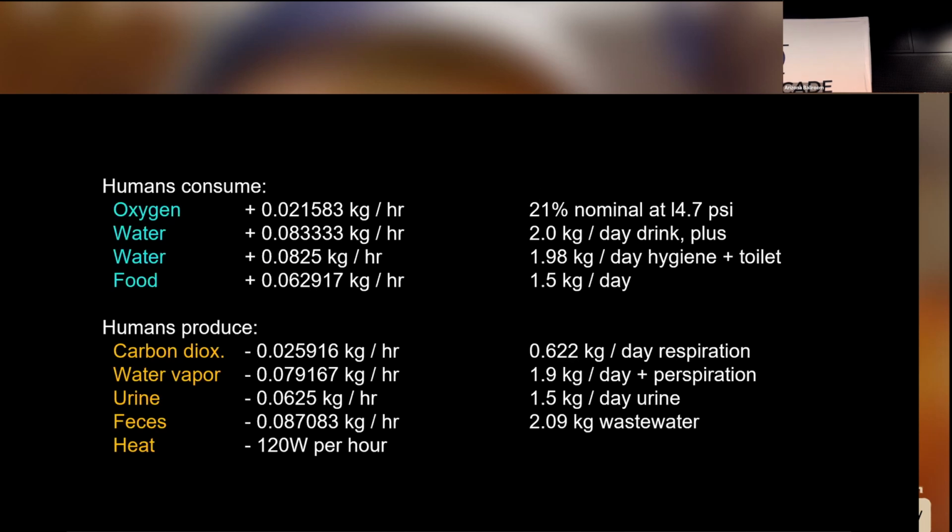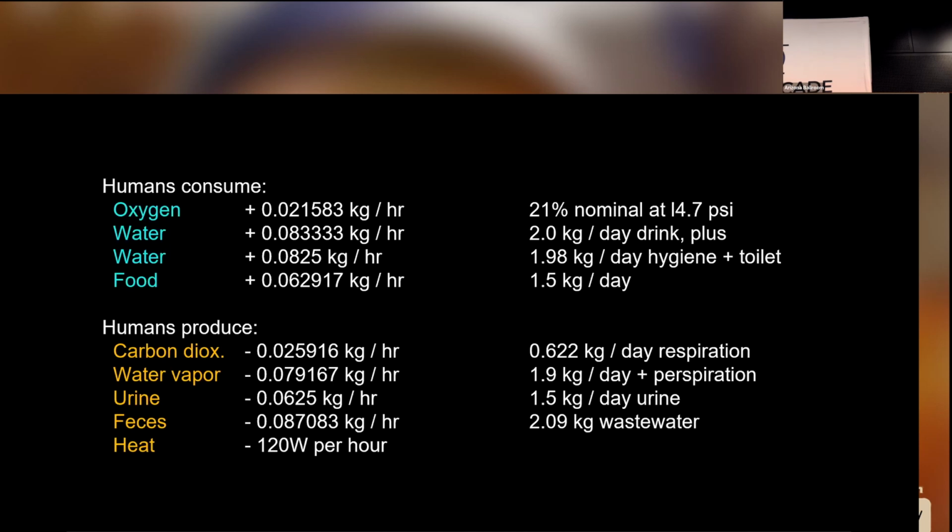This is an example. This is a human. You can see the human gets certain inputs. It gets water, oxygen, food. These are all things that are necessary for the human to survive, but it also produces a lot of output. You know, humans are pretty gross. We have carbon dioxide, they sweat, they expel urine, feces, heat. All these things are tracked by our system.